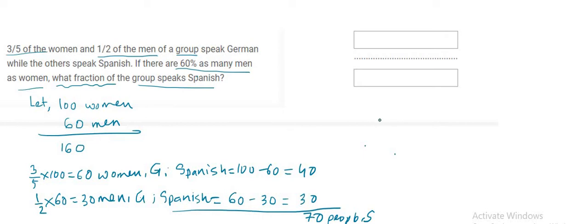So in order to find the fraction of Spanish speaking people, it is 70 people who speak Spanish out of a total of 160 that we had counted here. So fraction wise, Spanish speaking people for this group would be 7 by 16.